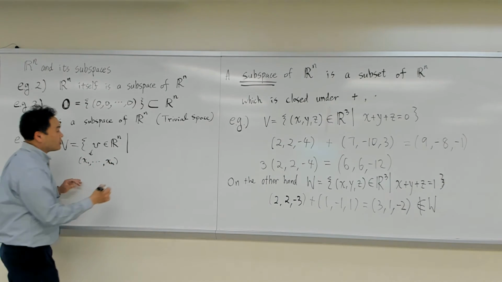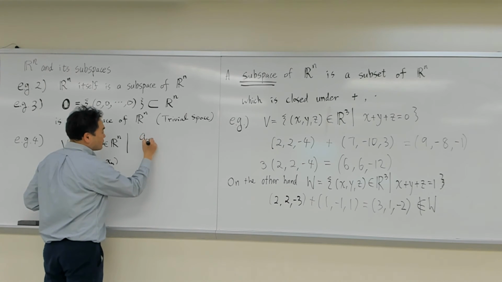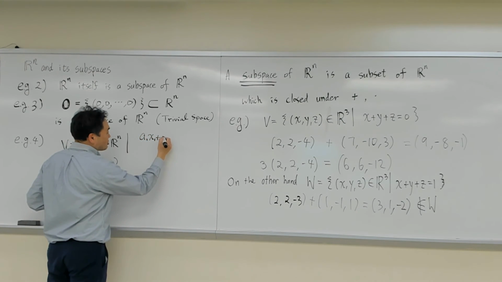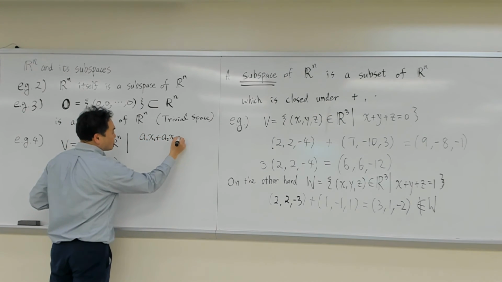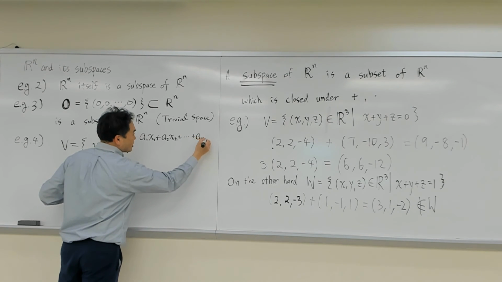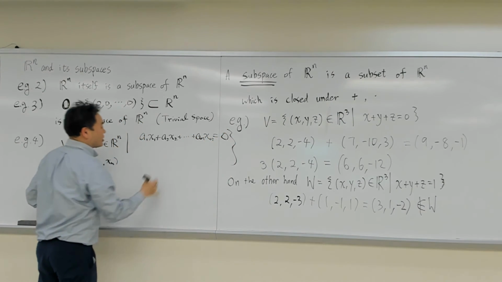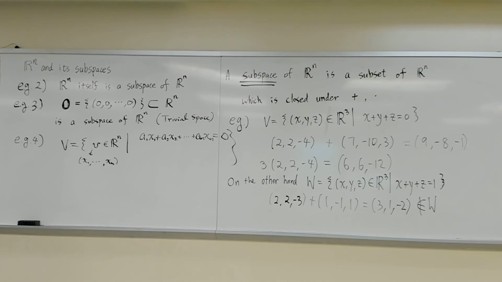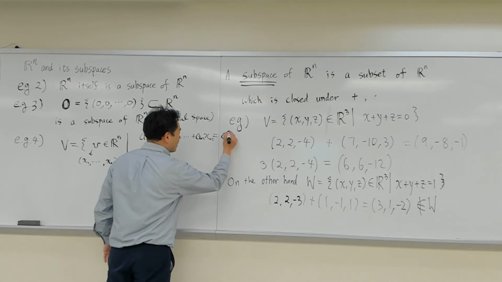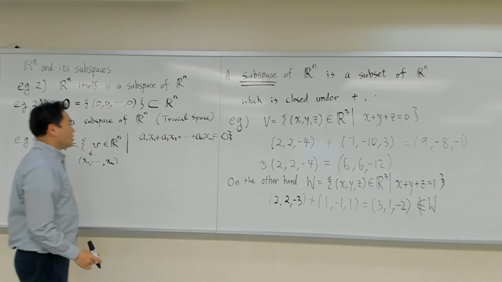And if you have, say, a1 x1 plus a2 x2, and so on, plus an xn equal to 0, you have to have 0 on the other side, okay? So if you just have a single equation like that, that's going to be a subspace. Let's just go with just one.